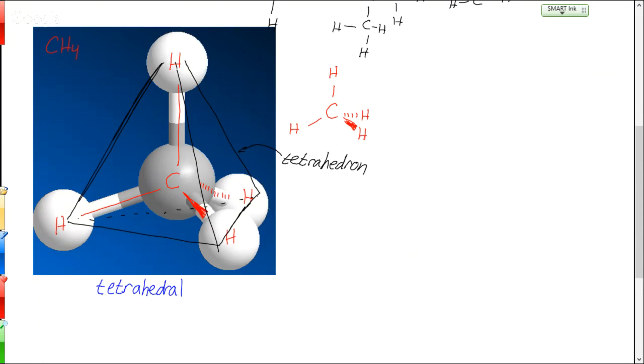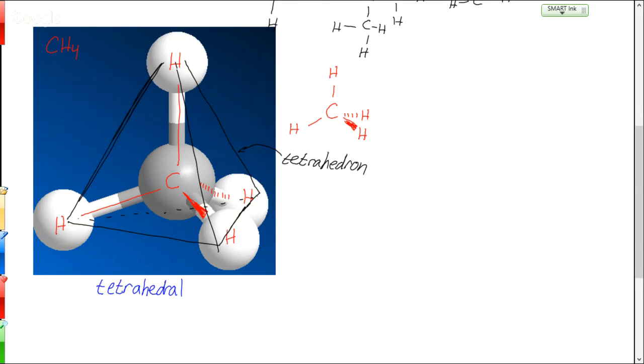Go back to your old geometry notes or something. Or you can just take my word for it. That's called a tetrahedron. It's a regular solid, which means it has all the same faces, all the same sides, all the same vertices, all the same angles, all that stuff. And that's where that word tetrahedral comes from.